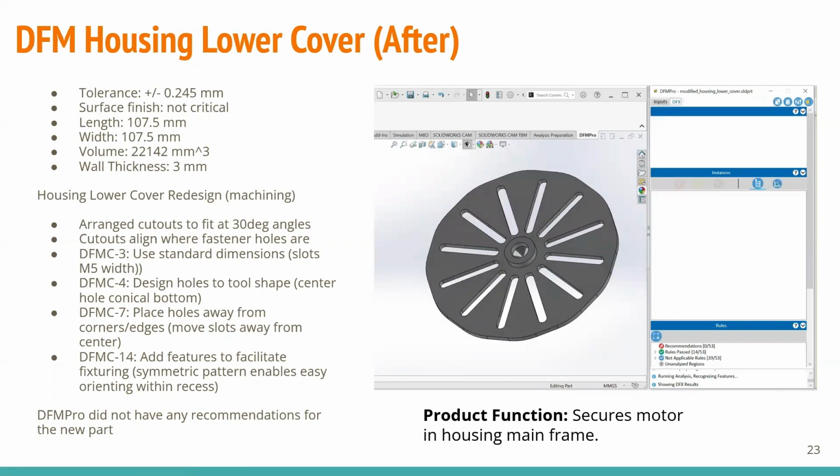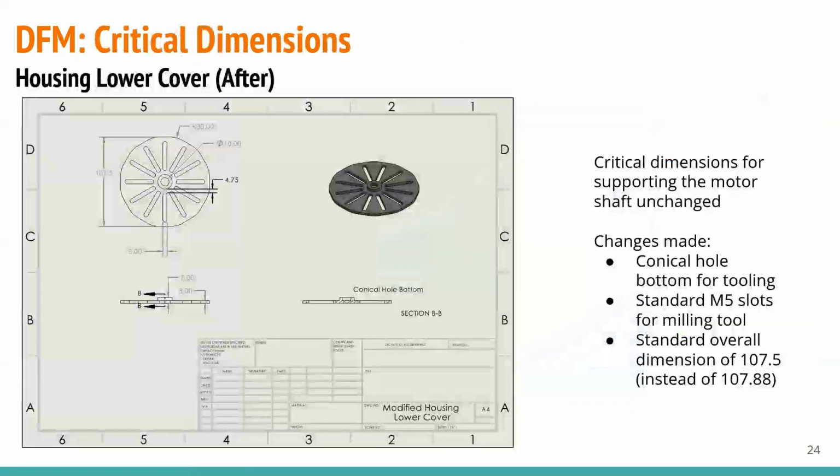The redesign of the lower housing cover used wider and fewer ventilation slots according to DfM C3 and 7. The standard size slots also replaced screw holes for fastening. The center hole's new conical bottom saved on cost for drilling as well. The redesign uses standard slot sizes to make milling simpler. Additionally, the diameter was slightly reduced to avoid resistance during insertion.